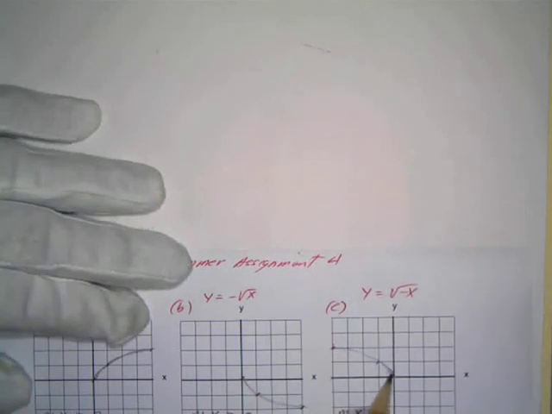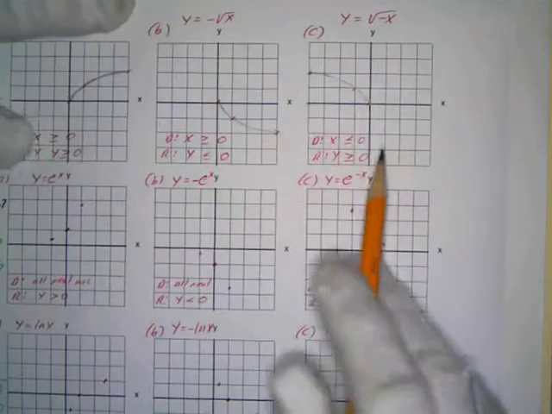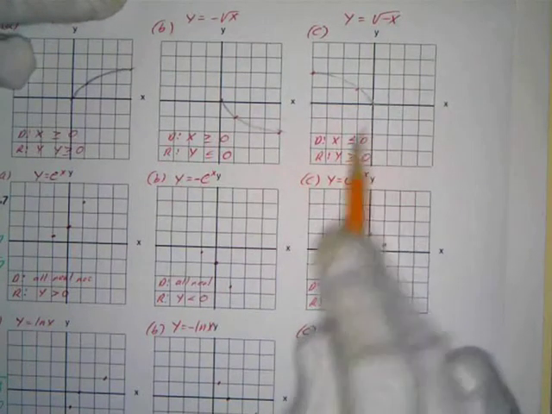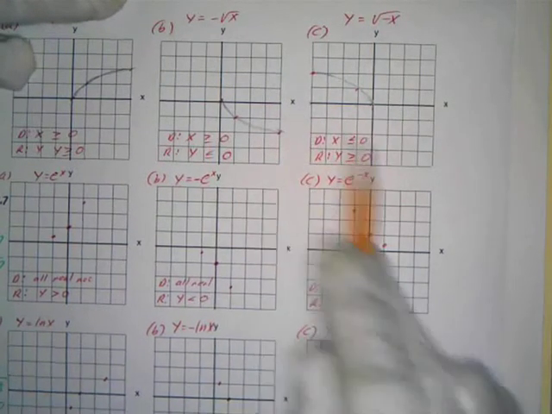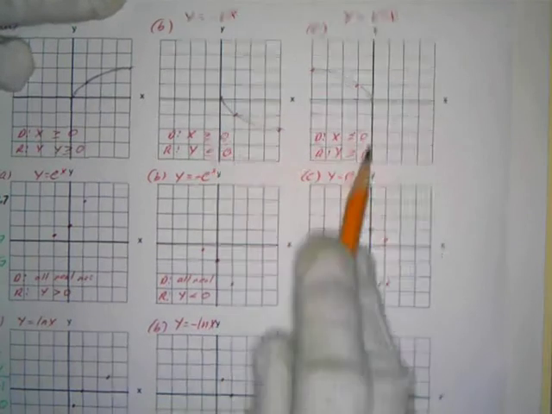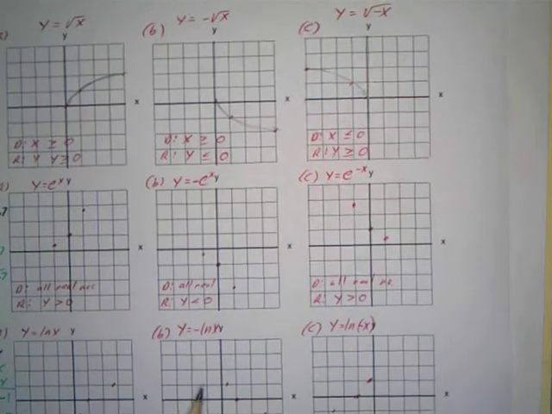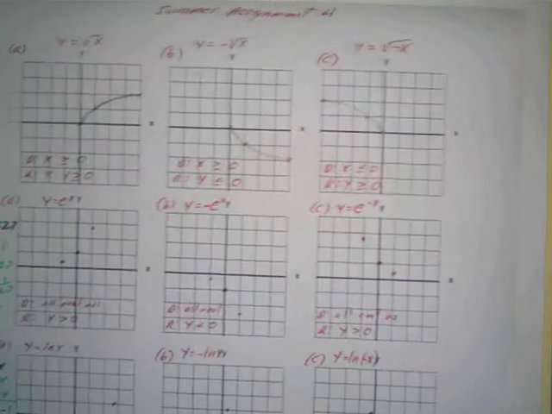So this goes over like this. And again, my domain now are all x is less than or equal to 0. And my range is y is greater than or equal to 0. So I get a little more interesting domain and range on these. Okay.